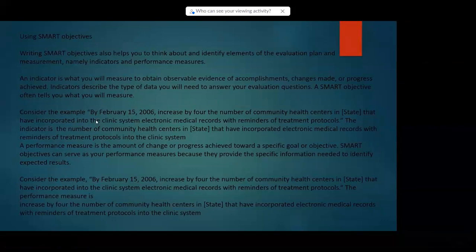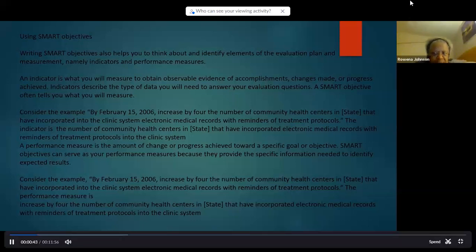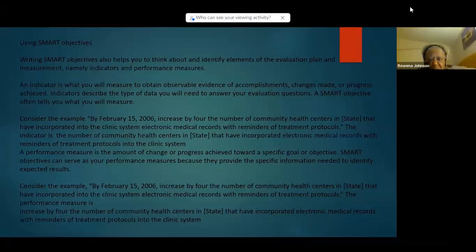Do me a favor, read an example of a SMART objective. By February 15, 2006, increase by 4 the number of community health centers in Florida that have incorporated into the clinic system electronic medical records with reminders of treatment protocols. The indicator is the number of community health centers in Florida that have incorporated electronic medical records with reminders of treatment protocols into the clinic system. A performance measure is the amount of change or progress achieved toward a specific goal or objective. SMART objectives can serve as your performance measures because they provide the specific information needed to identify expected results.